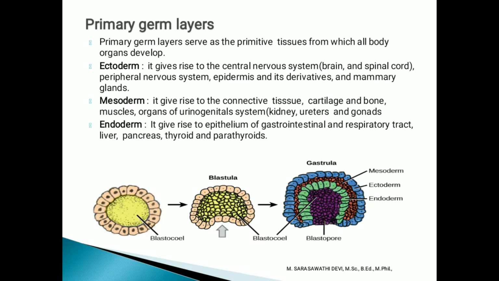Ectoderm gives rise to the central nervous system, that means brain and spinal cord, the peripheral nervous system, epidermis and its derivatives, mammary glands, etc. Mesoderm gives rise to connective tissues, cartilage and bones, muscles, and organs of the urinogenital system, that means kidney, uterus, ureter and gonads. Endoderm gives rise to the epithelium of the gastrointestinal and respiratory tract, liver, pancreas, thyroid and parathyroid glands.